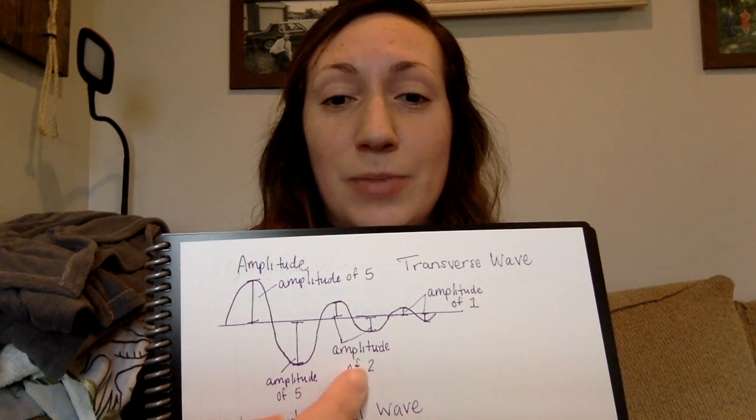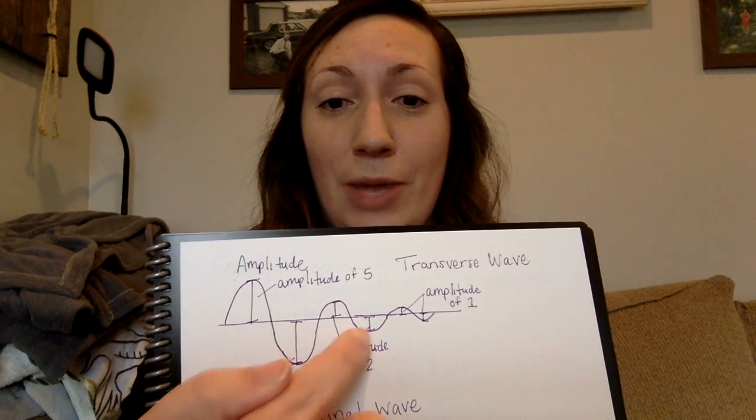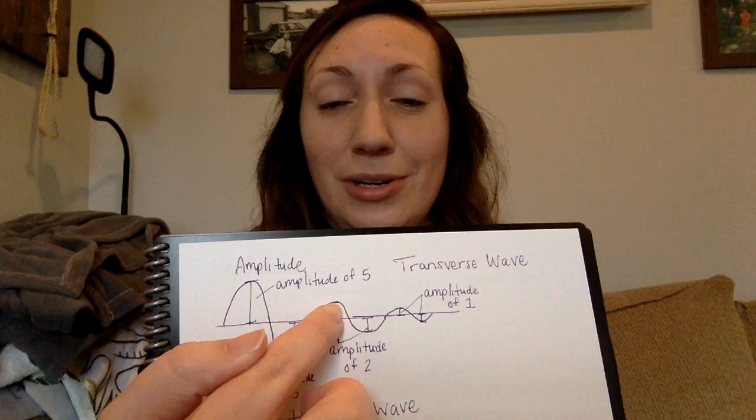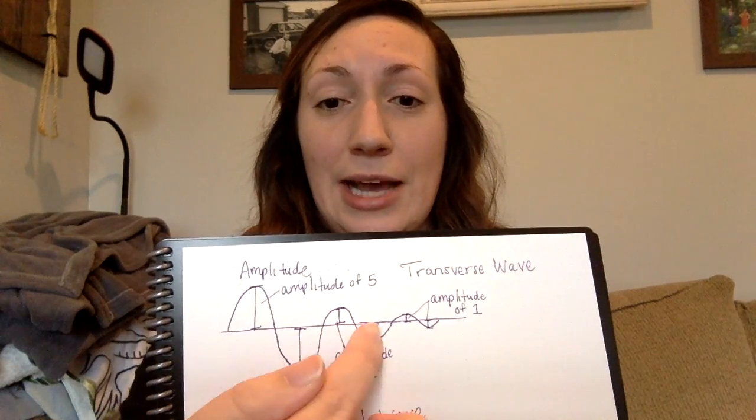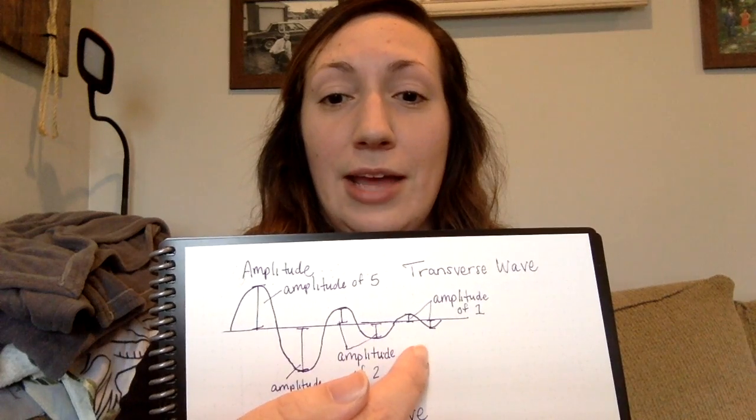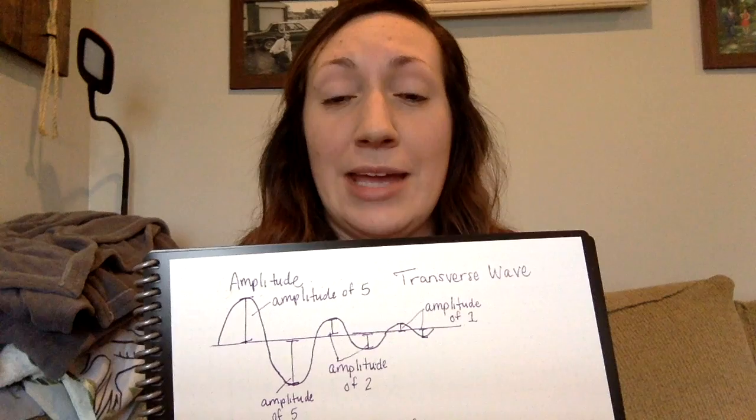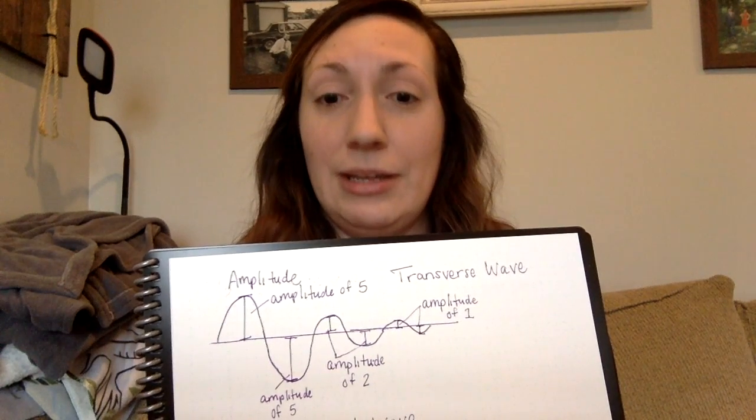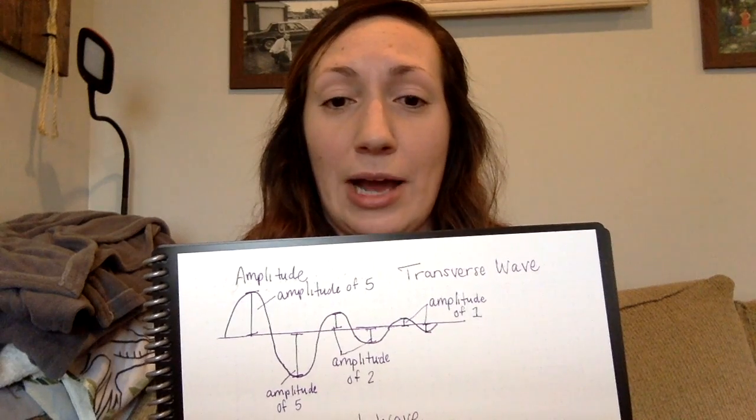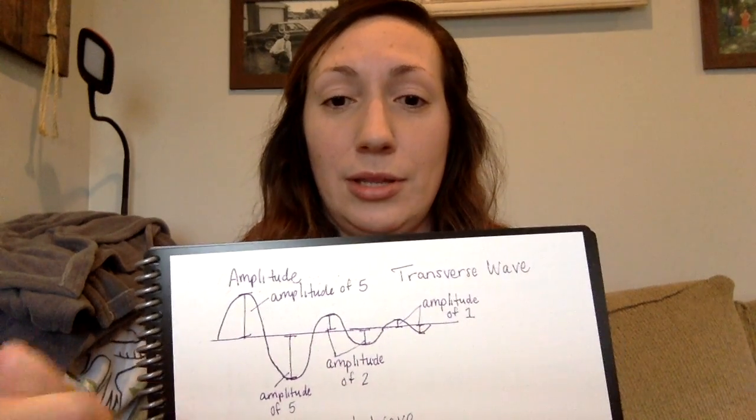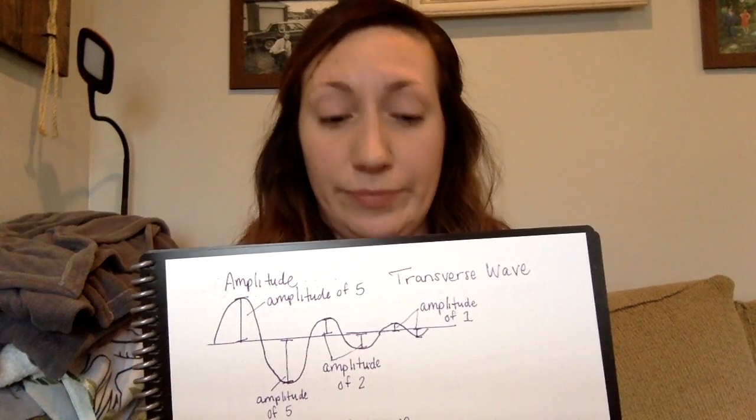But then this next wave only has an amplitude of 2. I only went up 2 dots or down 2 dots, so that's its amplitude. And then the last wave that I drew over here is an amplitude of 1. So that in a transverse wave, that is what amplitude is. And it's how high or how low the wave is from its rest position.